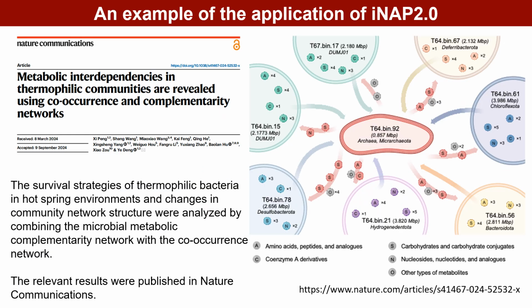As a case study, we apply this approach to a temperature gradient hot spring, unraveling the interplay between thermal stress and metabolic cooperation. Our analysis reveals a striking increase in the frequency of metabolic interactions with rising temperatures. Amino acids, coenzyme derivatives, and carbohydrates emerge as key exchange metabolites, forming the foundation for syntrophic dependencies, in which commensalistic interactions take a greater proportion than mutualistic ones. The mentioned study has been published in Nature Communications.